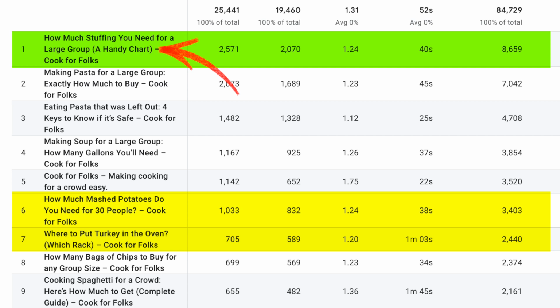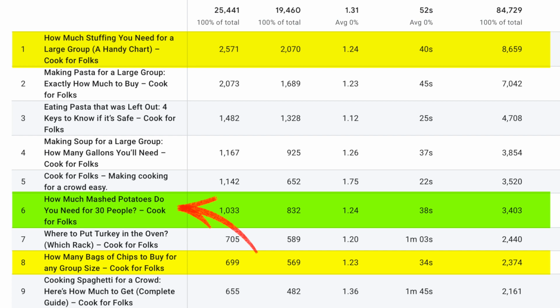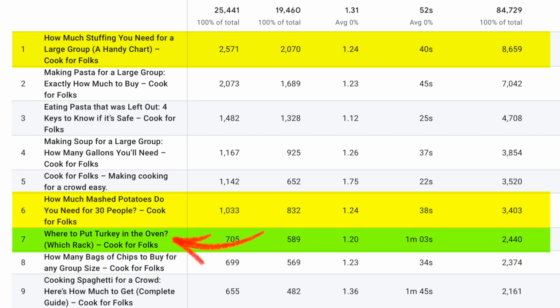And here they were. How much stuffing, in the United States at least, stuffing is one of those things you eat on Thanksgiving and on Christmas and basically almost never the rest of the year. The next one, mashed potatoes. Now, mashed potatoes isn't as uncommon, but it's a very common thing to have on Christmas and Thanksgiving. And then the other one, where to put turkey in the oven. How many people are roasting turkeys on days other than Thanksgiving and maybe Christmas?